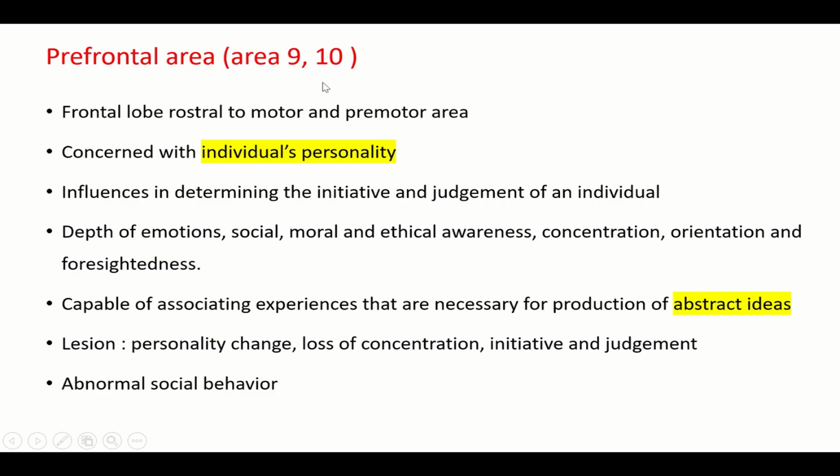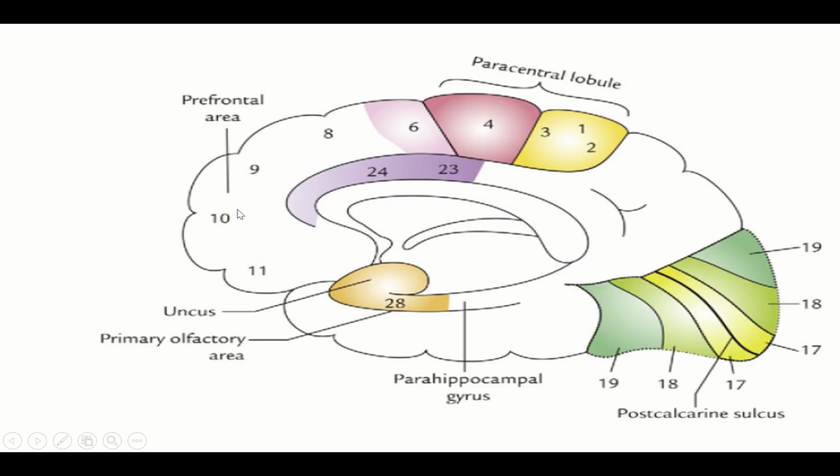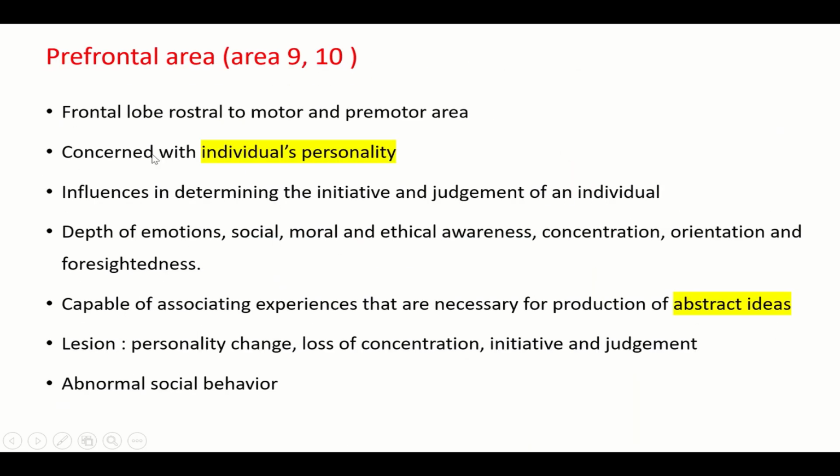So the prefrontal area is area number 9 and 10. I have already shown here. You can see on the medial surface, this is the prefrontal area, area number 9 and 10. So the frontal lobe, rostral to motor and premotor area, is concerned with the individual's personality and abstract ideas. It influences the initiative and judgment of an individual. So depth of emotions, social, moral, and ethical awareness, concentration, orientation, and foresightedness are all calculated here.